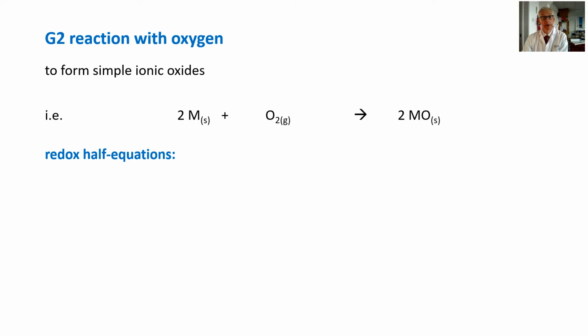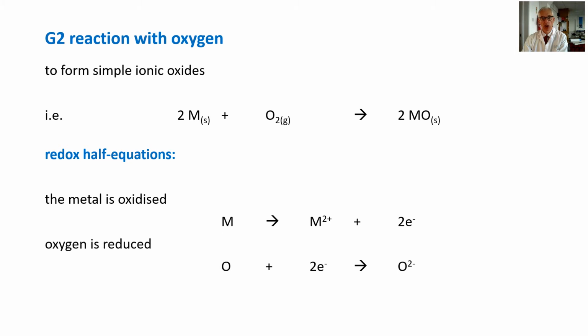So here is the oxidation. Of course, the metal is oxidized. We discussed earlier that the reactions of group 2 always involve the oxidation of the group 2 element. So the metal M loses 2 electrons to form 2+ ions. And that must mean that oxygen is reduced. That is, each oxygen atom gains 2 electrons to form the oxide ion.